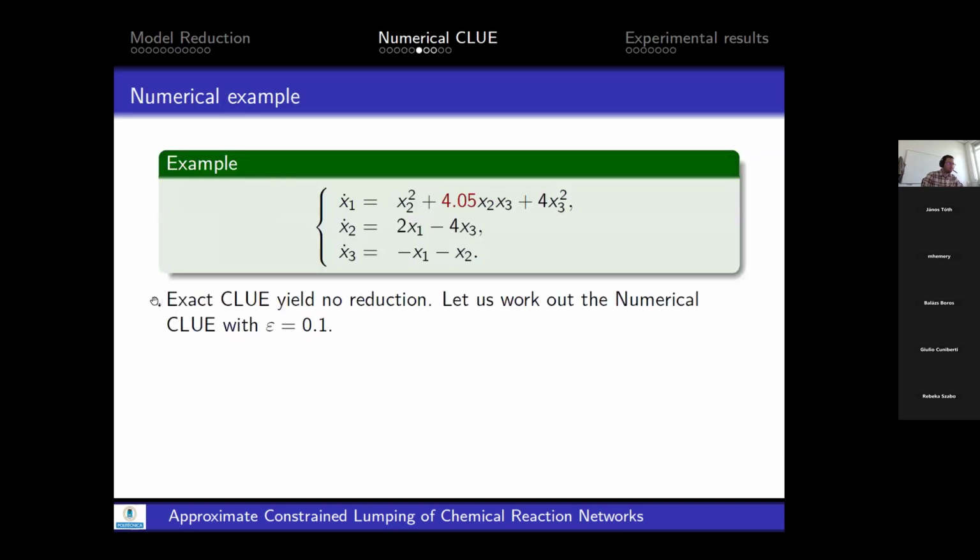So in the previous example, where we had our coefficient moved away from 4, just slightly, let us now run this numerical CLUE with an epsilon of 0.1.